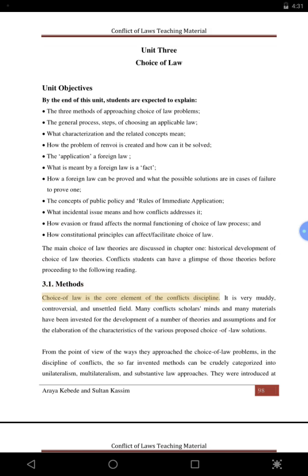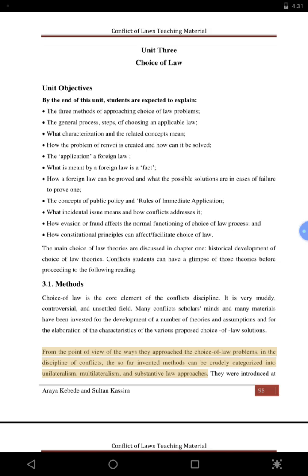3.1. Methods. Choice of law is the core element of the conflicts discipline. It is a very muddy, controversial, and unsettled field. Many conflict scholars' minds and many materials have been invested in the development of a number of theories and assumptions and in the elaboration of the characteristics of the various proposed choice of law solutions.